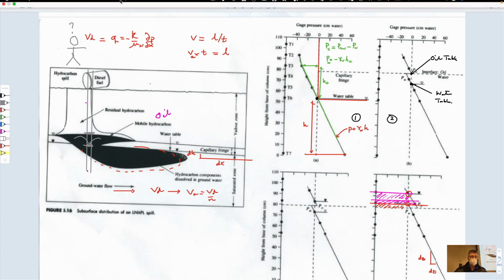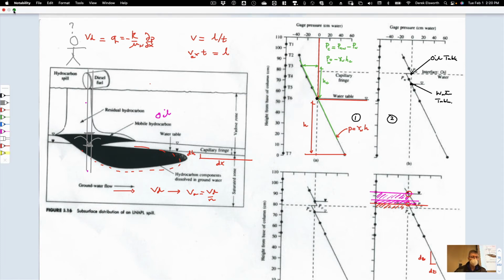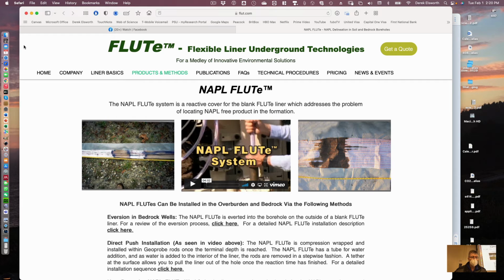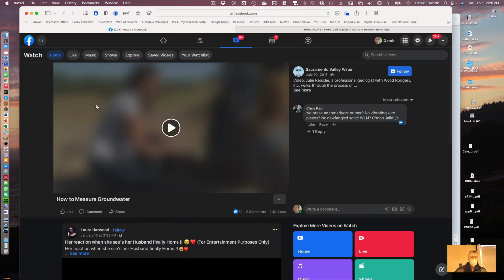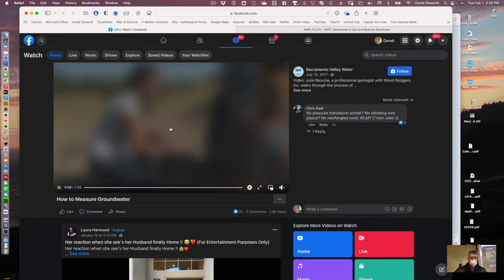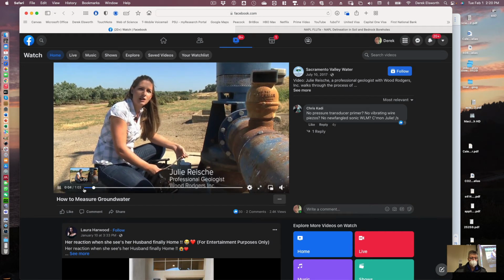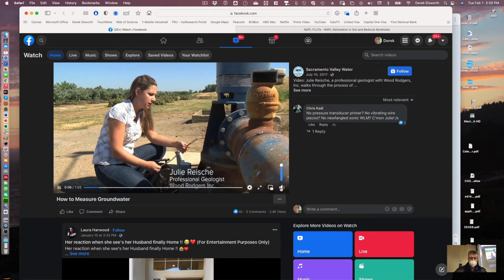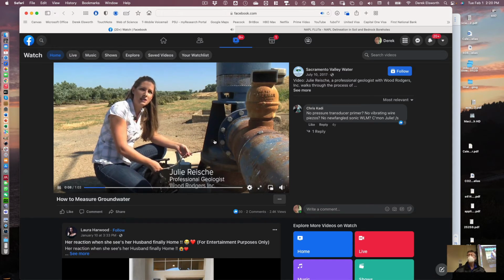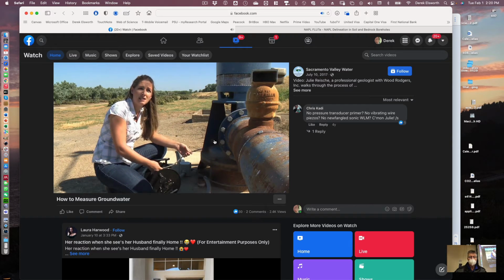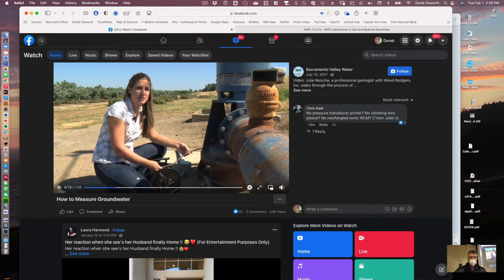So let's take a break, and I have a couple of movies here somewhere, I think, that I opened. What I have here is a water level meter. It does work. What that does is it reads the depth of the top of the groundwater surface.